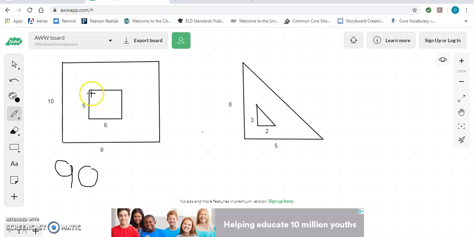Great job. Then you're going to find the area of the little one, because you're going to find the area of the length and the width, which is going to be 5 times 6. That is going to give you what? 30.